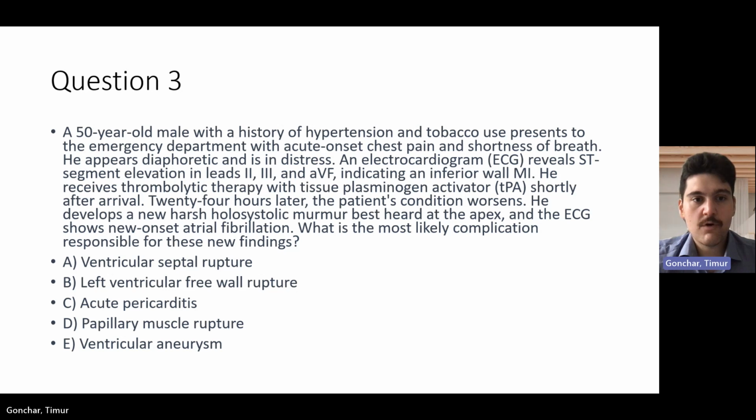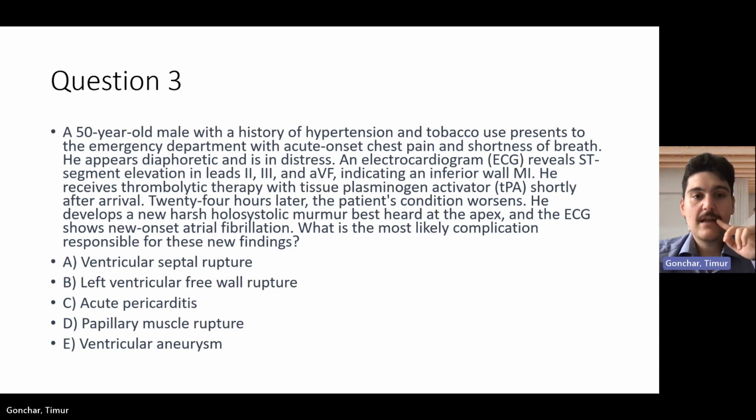And then 24 hours later, his condition deteriorates and he's got a harsh holosystolic murmur best heard at the apex. This is actually a gimmick, so a very simple question. What are we thinking about in a patient getting a holosystolic murmur best heard at the apex? Mitral regurgitation. So the answer would be papillary muscle rupture, which will result in mitral regurgitation. So this is the right answer for this stem. What is the most likely complication responsible for these new findings? So we've already answered that.